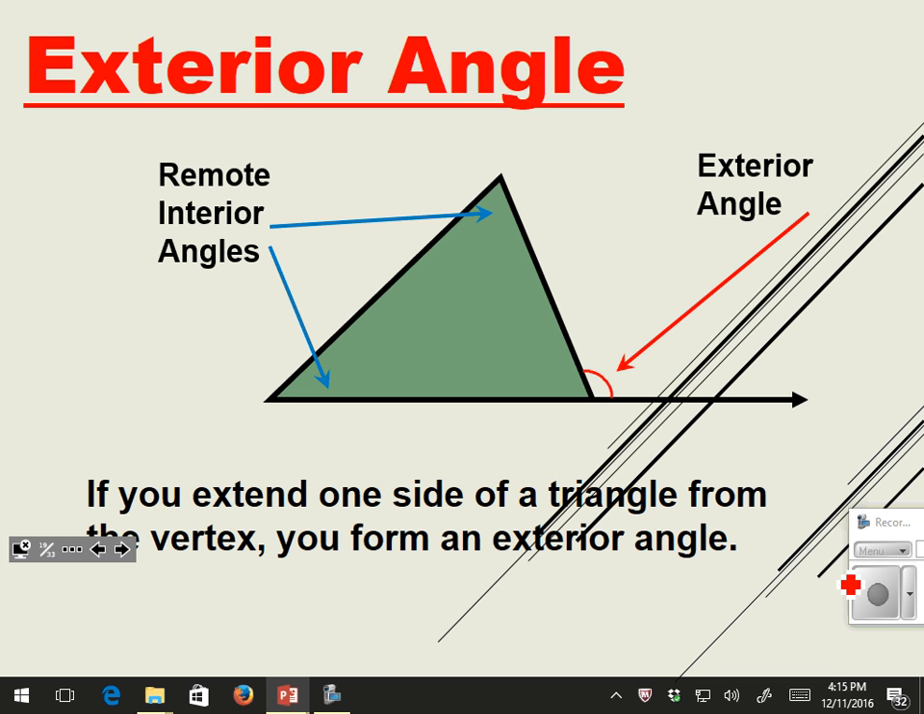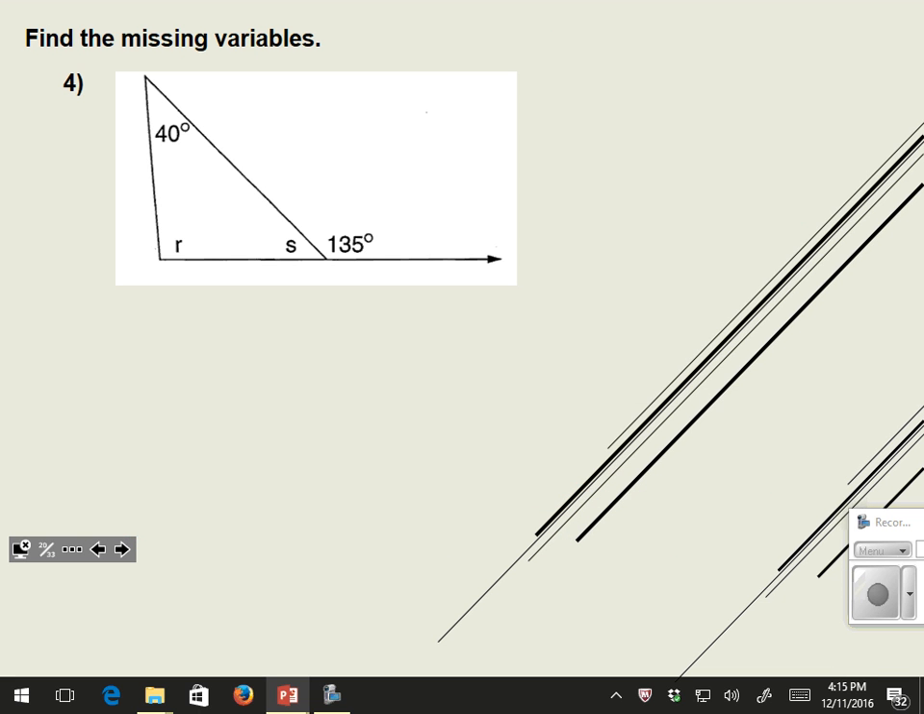What we're going to do is some exploring. We're going to use our knowledge of the interior angles of a triangle and supplementary angles. Let's try to figure out the relationship between the remote interior angles and the exterior angle. So, let's look at number 4. Let's figure out the measure of each missing variable.